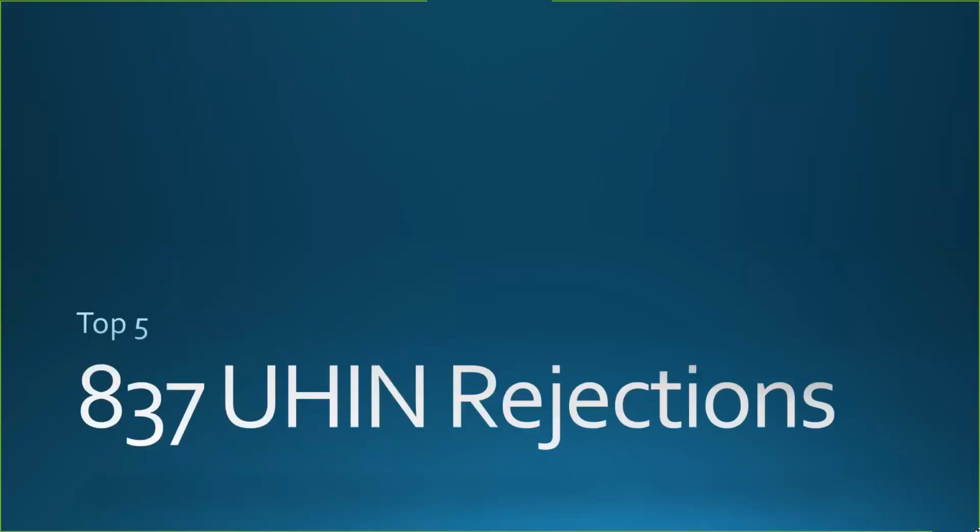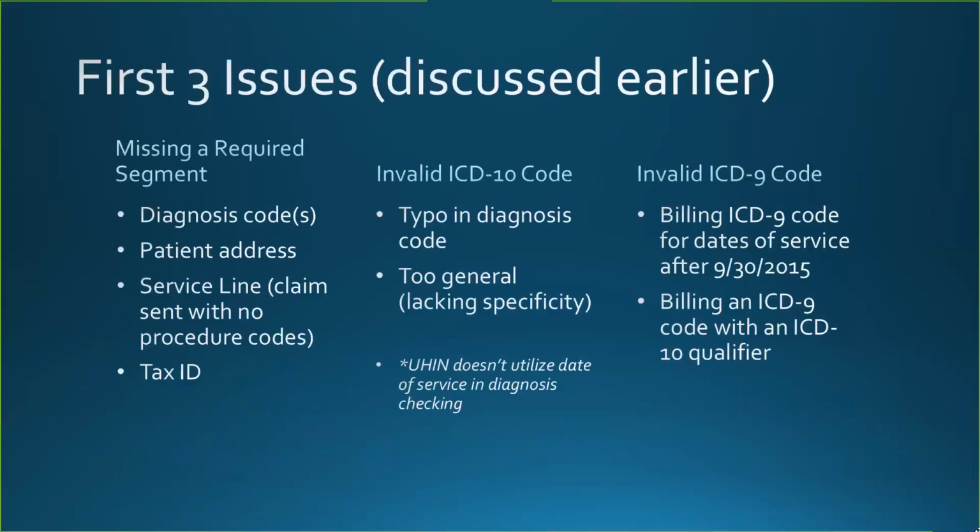So the last section of my presentation is going to go over the UHIN rejections, the most common rejections that they provide in their 999s. So the first 3 issues we've already discussed. It would be missing a required segment, so that could be missing a diagnosis code, no patient address is sent, there are no service lines like we discussed earlier, or the tax ID is missing.